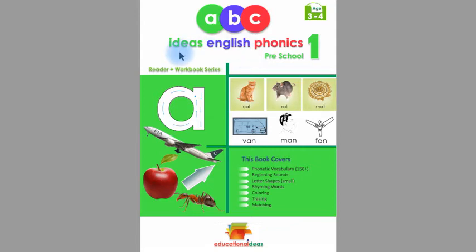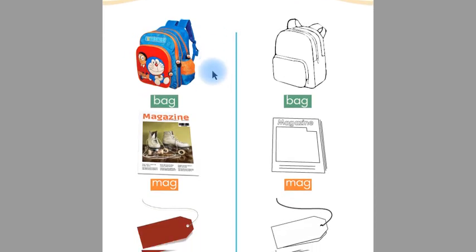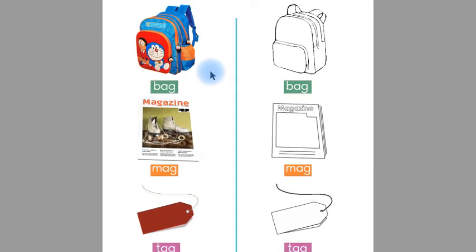Assalamu alaikum. This is Ideas English Phonics Preschool 1 Reader Plus Workbook. And today we are going to learn from page number 23. Children, there are some rhyming words on this page.